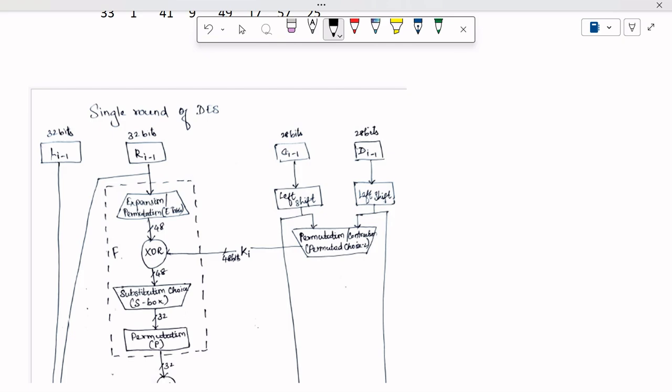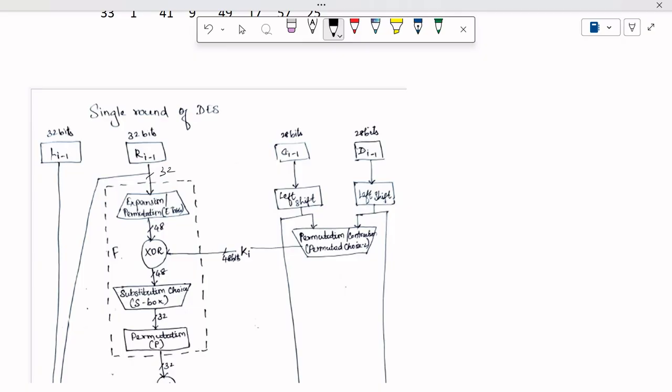The right half goes through the f function, and this f function is not a single-step process. Again, it is a combination of substitution and permutation. Already we discussed in the Feistel cipher that it is an SP network, a substitution and permutation network. Same thing here. This 32-bit input first passes through the expansion table. You can see the input given here is 32 bits, but what is the output of this expansion table?